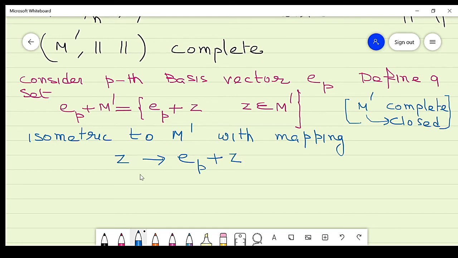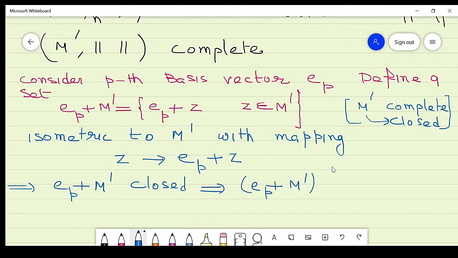So this is isometric to M dash. Now if M dash is closed, then its isometric subspace is also closed. Then it implies Ep plus M dash is closed, right? If it is closed, then the complement of Ep plus M dash is an open set. So remember that this is an open set. So it is our first part.